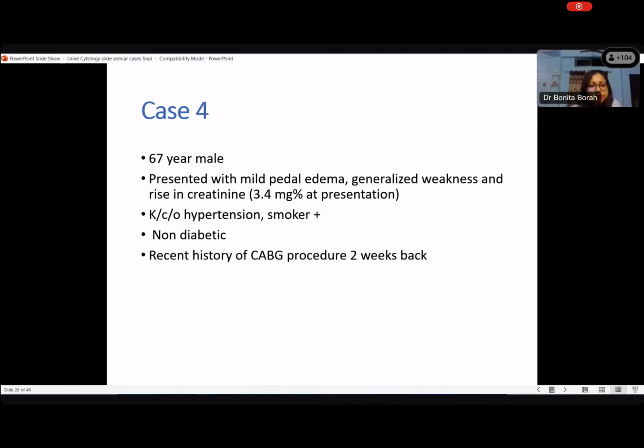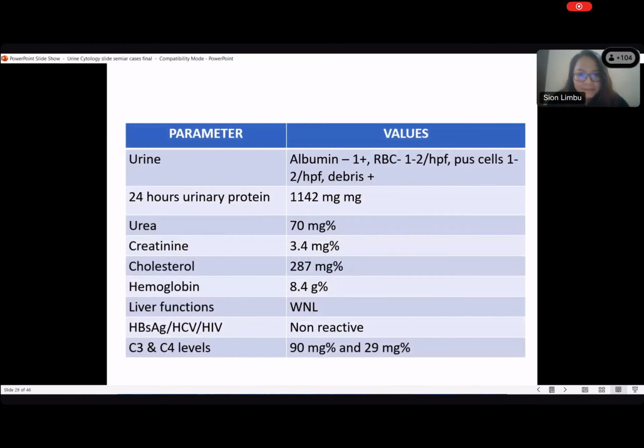Sure. It's a case of a 67 years old male presented with mild pedal edema, generalized weakness, and rising creatinine, that is 3.4 milligram percentage. He's a known case of hypertension, and he's a smoker, non-diabetic. Recent history of coronary angiography procedure 2 weeks back. Just summarize the findings here.